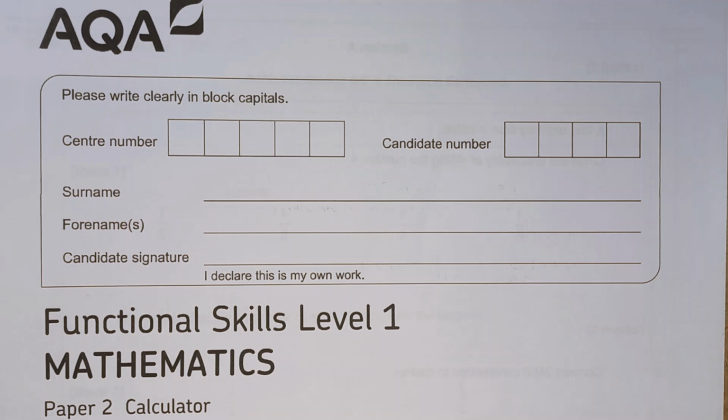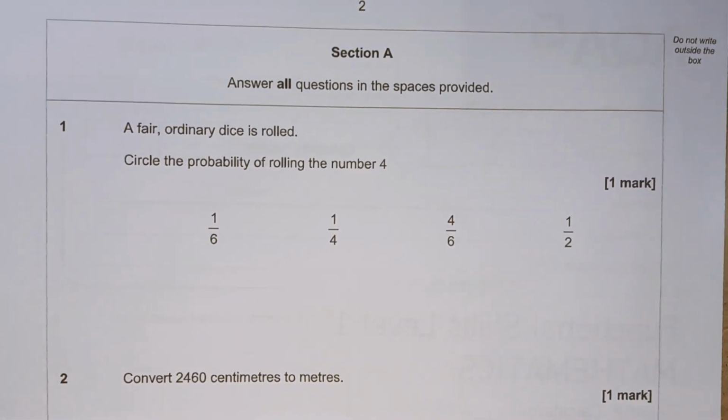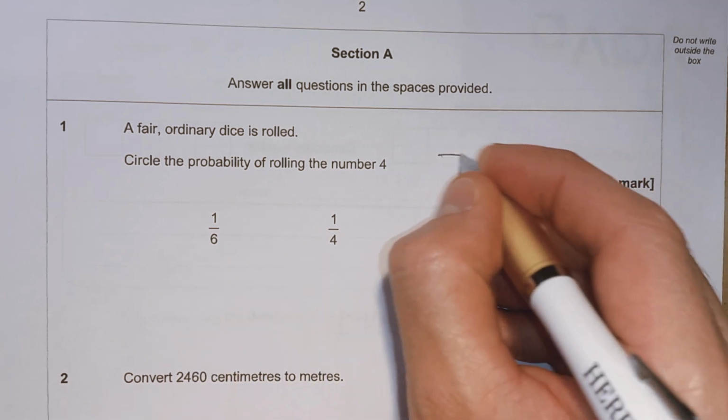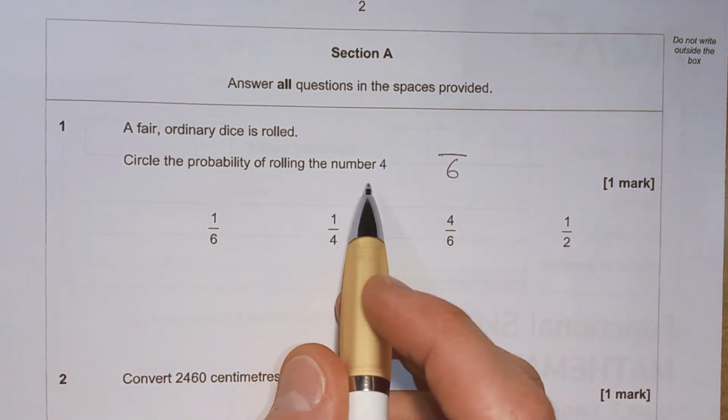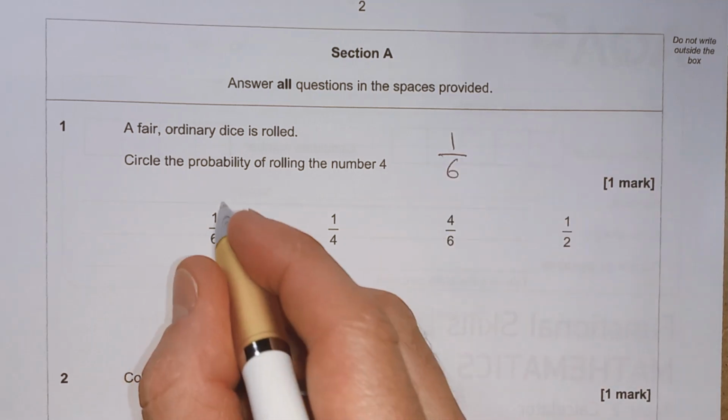So now we're going to look at the calculator section. A fair ordinary dice is rolled. Circle the probability of rolling the number 4. Okay, well, ordinary dice, we've got the numbers 1 to 6. So there's 6 possible outcomes. There's only one number 4, so it's going to be 1/6.